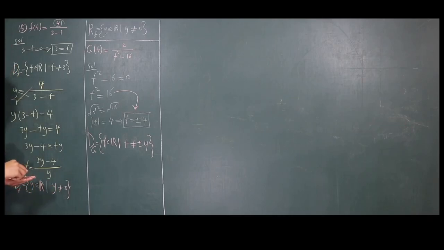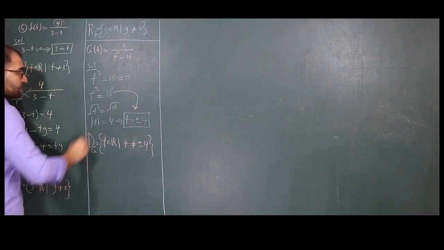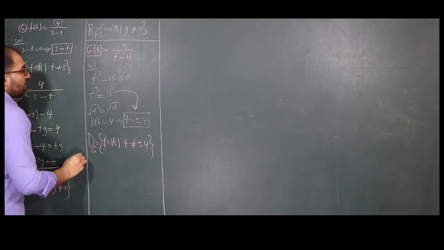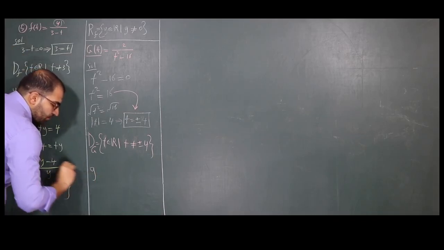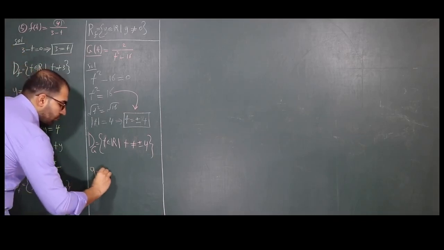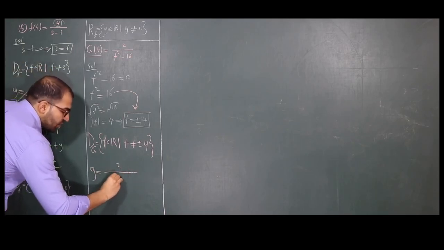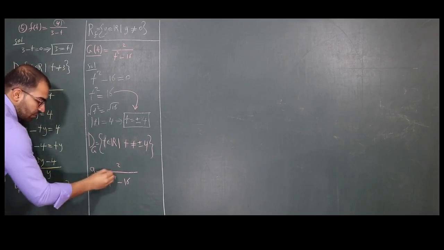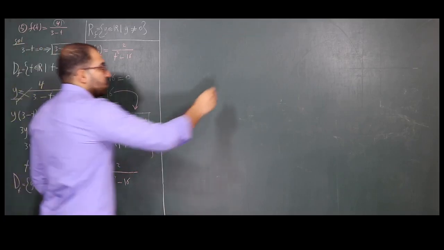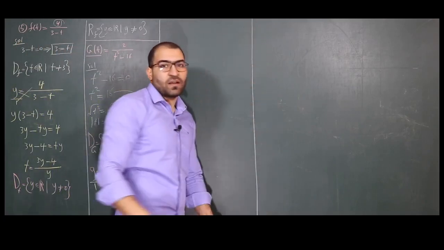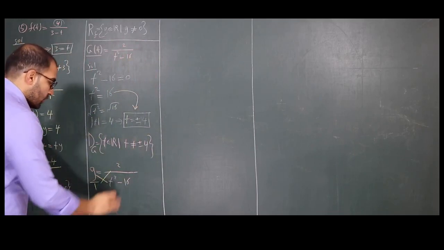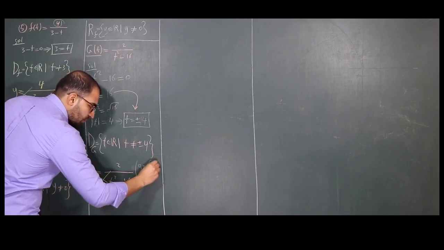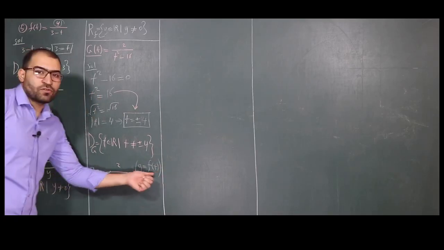So to find the range, I need to change the expression. Let me denote it by, for example, G. So G equals 2 over t squared minus 16. I'm going to apply the usual steps to simplify this equation and write it in another expression. As we know, this G is written in terms of t, so I need to write t in terms of G.